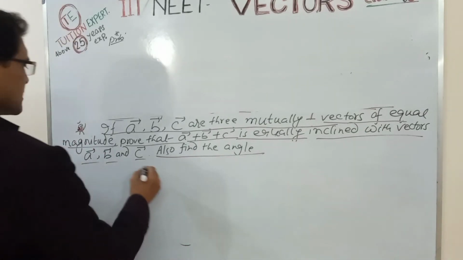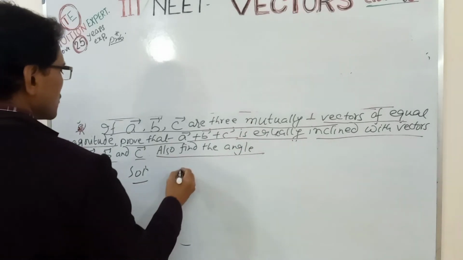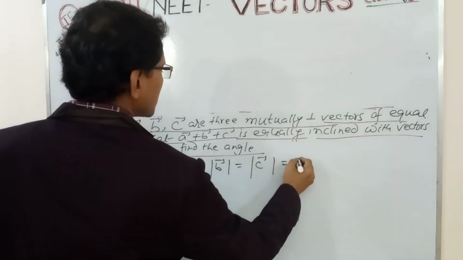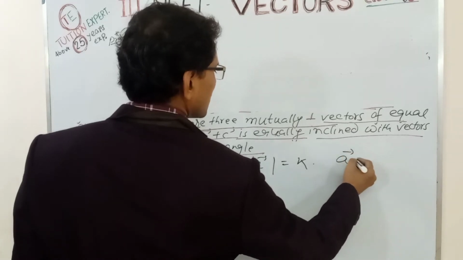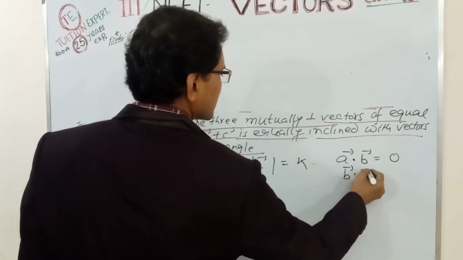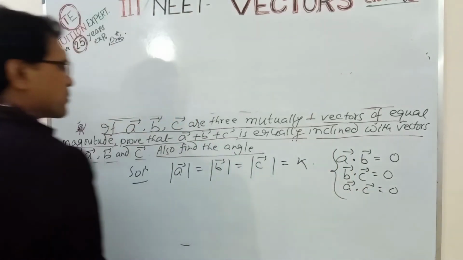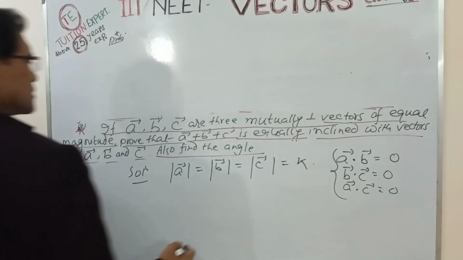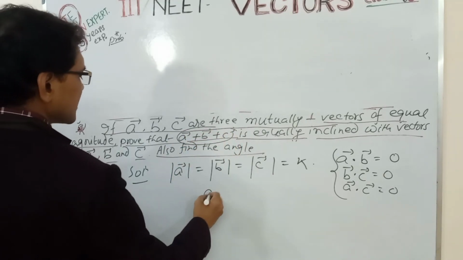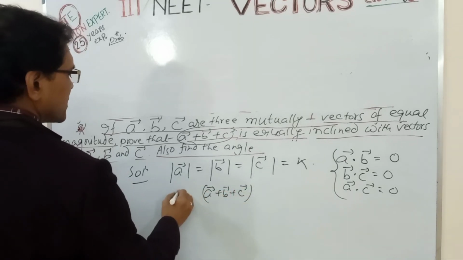So solution is this: A, B, C are three mutual perpendicular vectors of equal magnitude. So magnitude of A, B, C is equal, suppose this is K. A dot B equal to 0, B dot C equal to 0, A dot C equal to 0, because A, B, C are mutual perpendicular vectors. Now take A plus B plus C as a single vector. Suppose this vector is P vector.